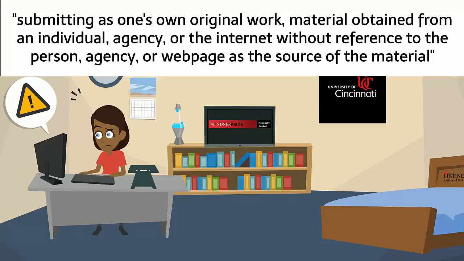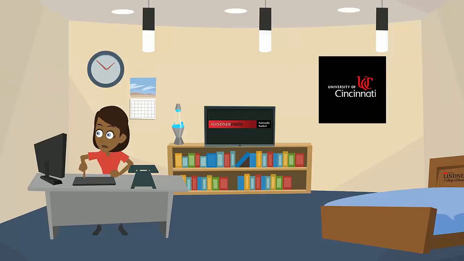which defines submitting as one's own original work, material obtained from an individual, agency, or the internet without reference to the person, agency, or web page as the source of material as plagiarism. It is possible that Ruchi's professor will take pity on her and let her add the citation to the paper and resubmit it. But if this is reported to the college, it would be a clear-cut case of academic misconduct. For this reason, we recommend that you make sure to cite any information that you use from your sources.